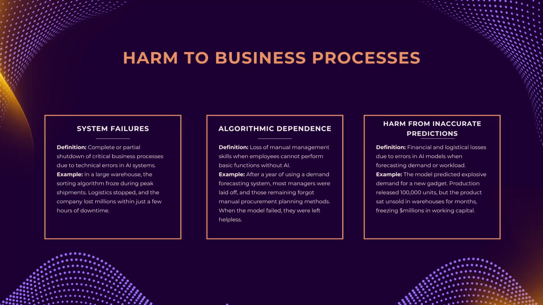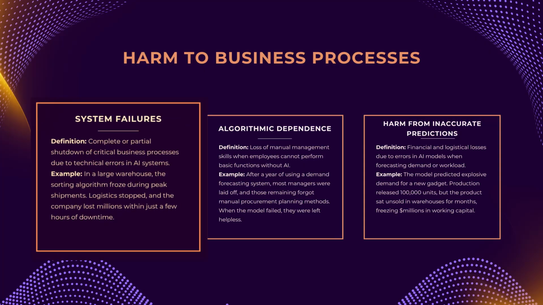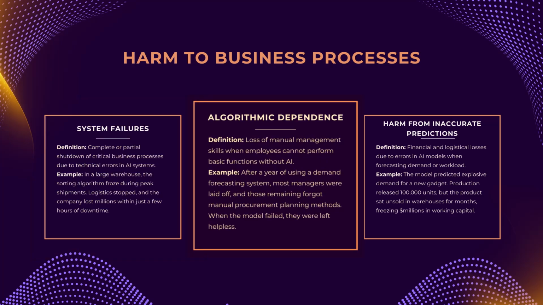We include system outages, full or partial stoppage of critical business processes due to technical faults in AI systems. For example, at a large warehouse, the sorting algorithm froze during peak outbound traffic. All logistics halted and the company lost substantial revenue over just a few hours of downtime. Algorithmic dependency, the loss of organizational know-how and manual procedures such that employees cannot perform basic functions without AI.